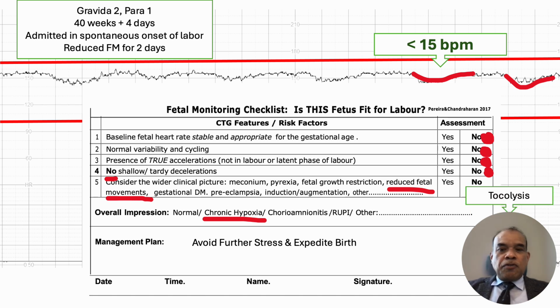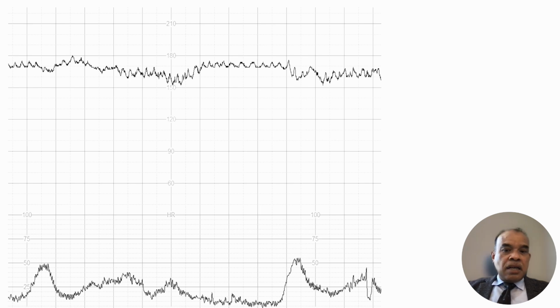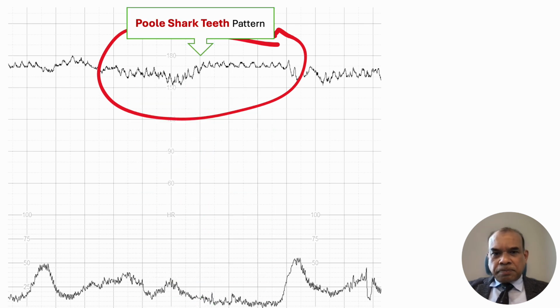You would say avoid further stress, and if your theater is busy, you would give tocolysis to abolish any ongoing contractions. Again, those of us who do physiological interpretation of CTG know that this is the Poole Shark Teeth pattern, and that is due to acute fetal hypovolemia and hypotension. And the commonest cause during labor is ruptured vasa previa, but it can happen due to sudden fetal-maternal hemorrhage. It can happen due to abruption.